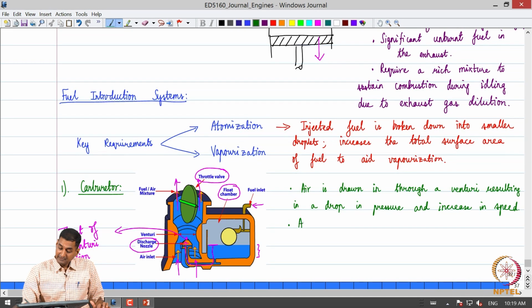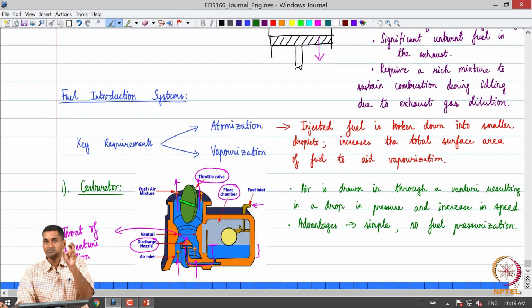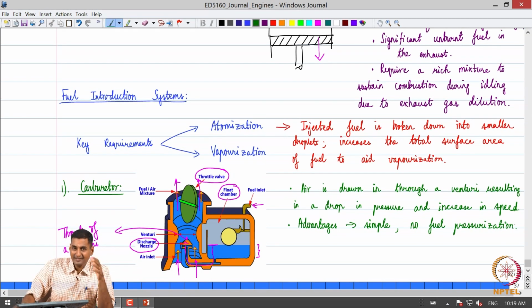So what are the main advantages? The main advantage is that it is simple in construction and design, okay, and no external fuel pressurization is required. Okay, so the process happens by itself. You do not need a separate pressurization device like in other mechanisms that we will shortly see to pressurize the fuel and then introduce it. Okay, it happens by itself. So the flow of fuel happens on its own due to this venturi action.